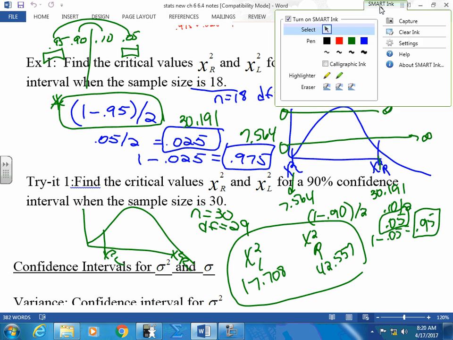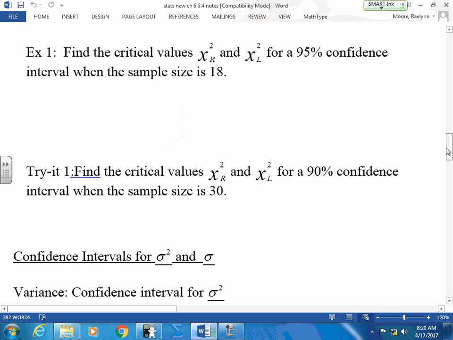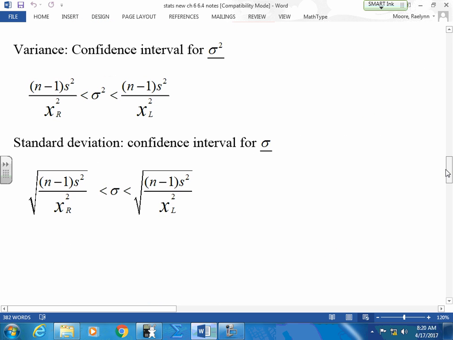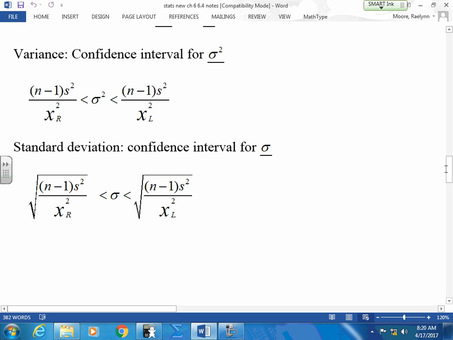Now, we're going to put this together into this lovely formula. Yes, it looks horrible. However, let's break this apart. This is your degrees of freedom. That's easy to find out. This is your sample standard deviation. Well, that's something they're going to have to tell us, right? This is my X2R. You just found that. My X2L, you just found that. So really, that's not so bad.